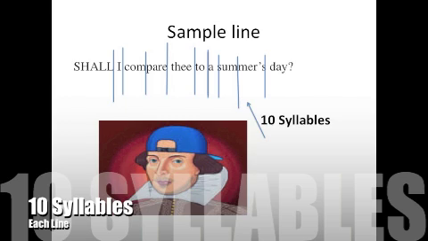Shall is 1, I is 2, come is 3, pair is 4, thee is 5, to is 6, a is 7, summer's is 8 and 9, day is 10. And so that's what it looks like. You've got 5 feet, you've got 10 syllables, you've got 3 quatrains in this poem. So I wanted you to see what it looks like.